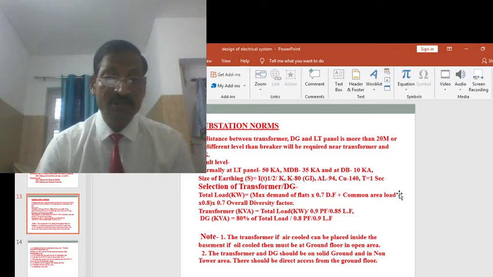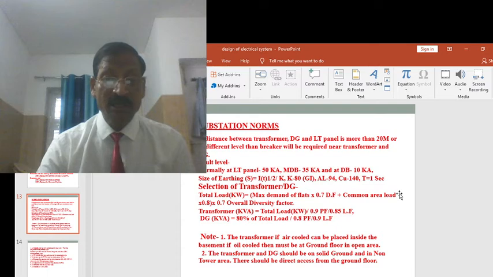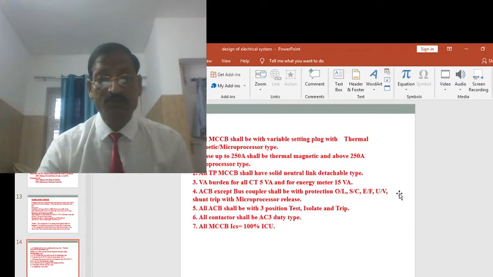Selection of transformer and DG. By calculating all the load, diversity factor and overall diversity factor, we calculate the capacity of the transformer and DG. If the transformer is air cooled, we can place it inside the basement, and if it is oil cooled, then it must be at ground floor in an open area. The transformer and DG should be on solid ground and in a non-tower area. Above this DG and transformer, there should not be any building. There should be direct access from the ground.